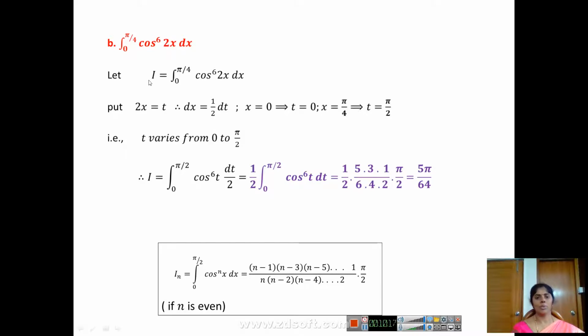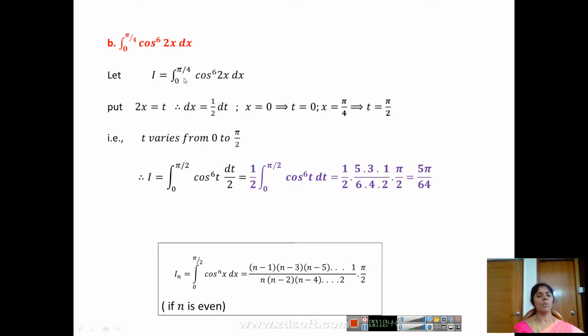So for that, let I equal the integral from 0 to pi by 4 of cos to the power 6 of 2x dx. Put 2x equals t here, to simplify and consider it in terms of a single variable t. So putting 2x equal to t, therefore dx equals half into dt.